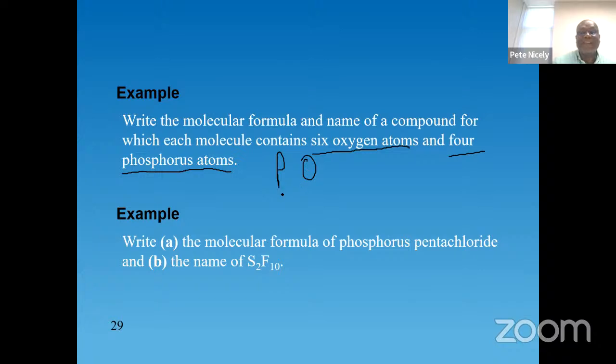And then now you have to figure out what the subscripts are. Well, it says 6 oxygen atoms, right? And 4 phosphorus atoms, right? So that's the formula. So now we have to figure out the name. So what would you say the name of this compound is?